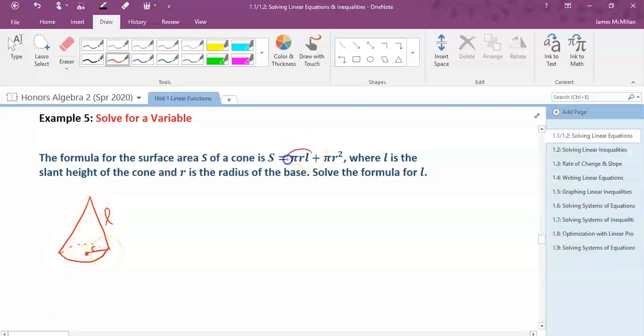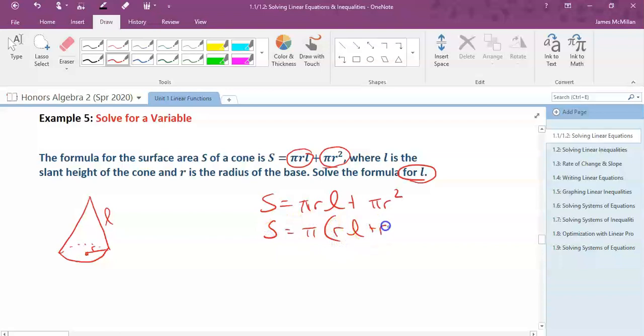And when we're talking surface area, we're talking the outside of the cone and the base. Because this would be the area of the outside part. This is the area of the base. And so we're solving this formula for L. So we've got to get everything else away. And remember that we can treat variables like numbers because they're just numbers that we don't know. And so first thing I'm going to do is factor out the pi. I'm going to pull that pi out. r, L, plus r. Actually, we can also factor out an r.